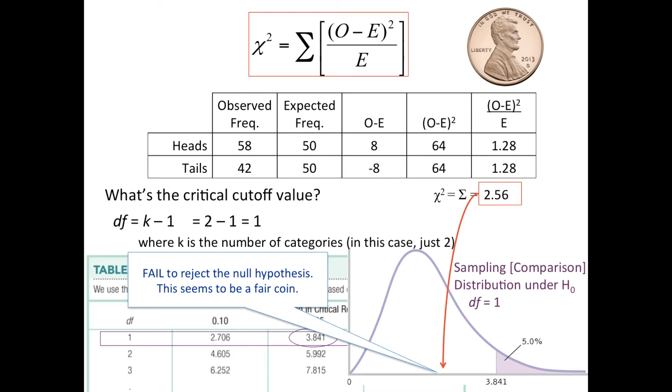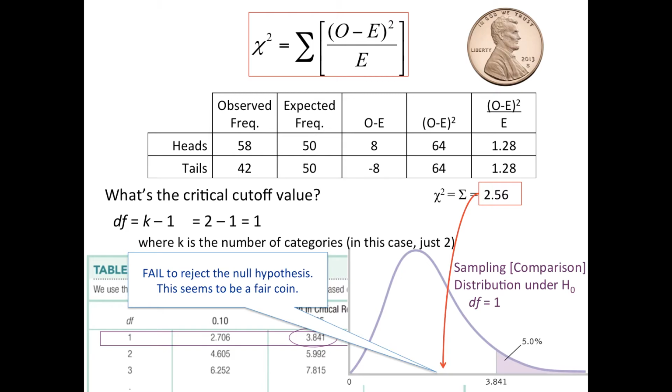This seems to be a fair coin. In other words, even though these values deviate from the expected frequency, they don't deviate enough for us to think that this is not a fair coin. The probability of getting 58 heads and 42 tails is relatively high. It's somewhere over here in the distribution.